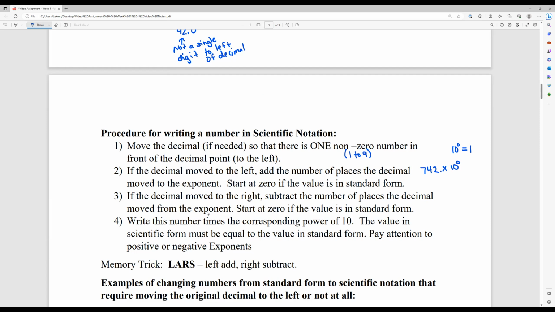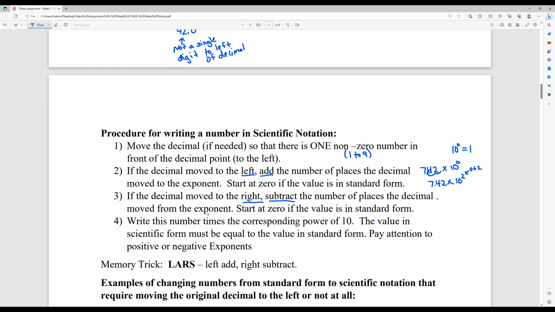Here our decimal is, we would need to move it 2 places to the left to make that proper scientific notation. So if we do that, it tells us to add the number of places the decimal moved to the exponent. So we moved 2 places to the left, we're adding 2 to 0. So this is 0 plus 2. Now, we'll have a little mnemonic device below to help us remember when we add and when we subtract. If the decimal moved to the right, we will subtract. So notice left, we're adding, right, we're subtracting the number of places the decimal moved from the exponent.